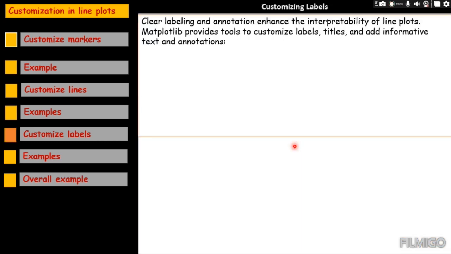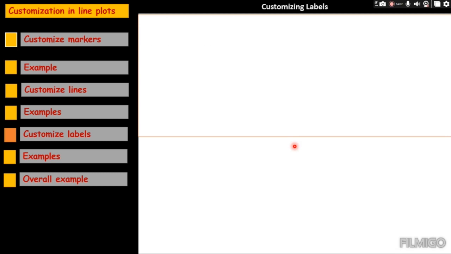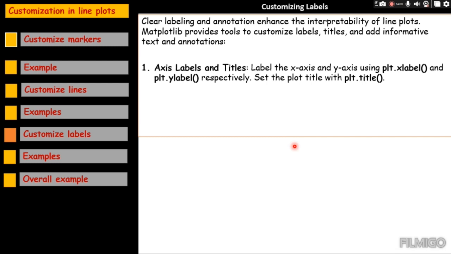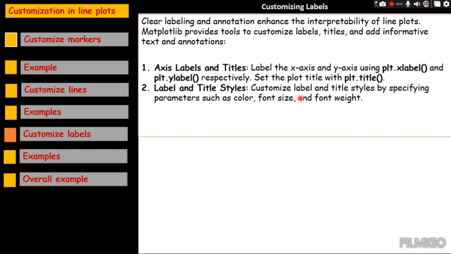Customizing labels, titles, texts, and annotations. Clear labeling and annotation enhance the interpretability of line plots. Matplotlib provides tools to customize labels, titles, and add informative text and annotations. Axis labels and titles: label the x-axis and y-axis using plt.xlabel and plt.ylabel, respectively. Set the plot title with plt.title. Label and title styles: customize label and title styles by specifying parameters such as color, font size, and font weight.